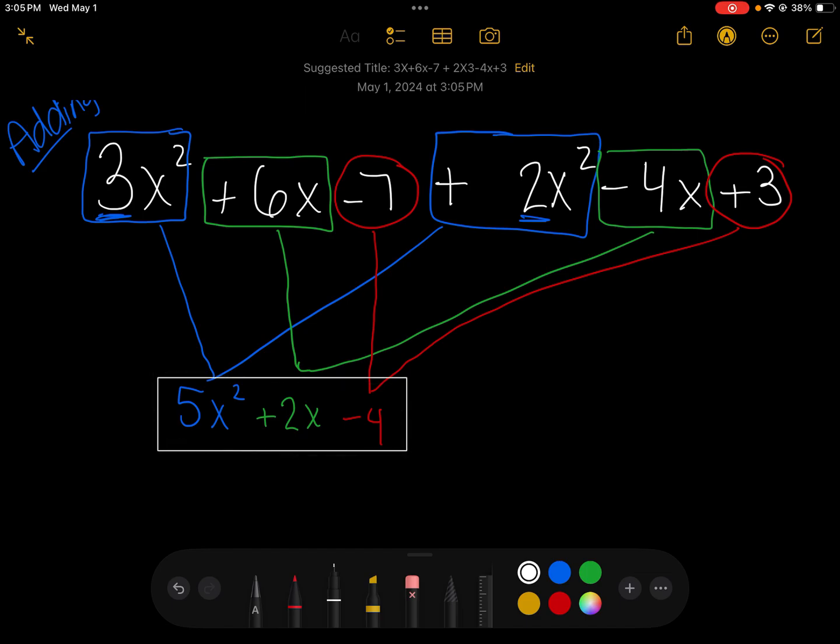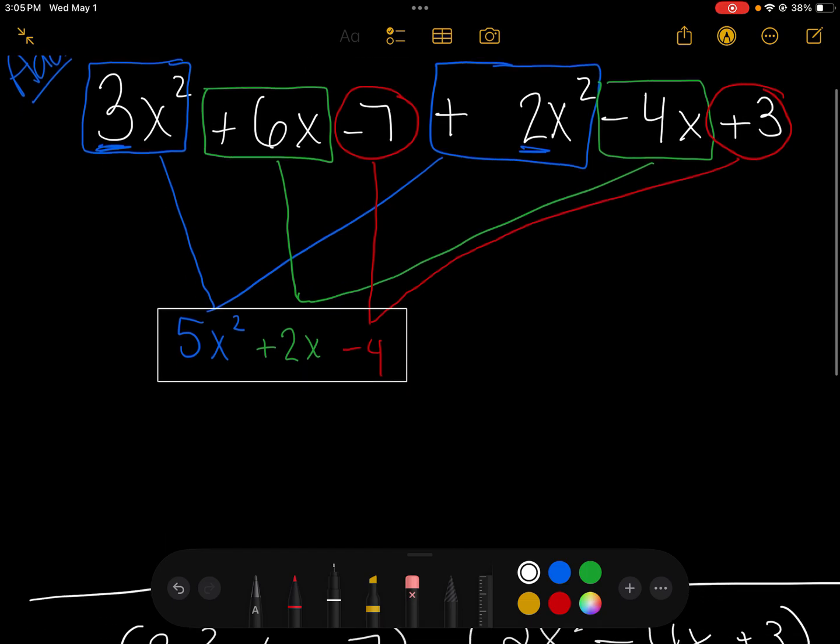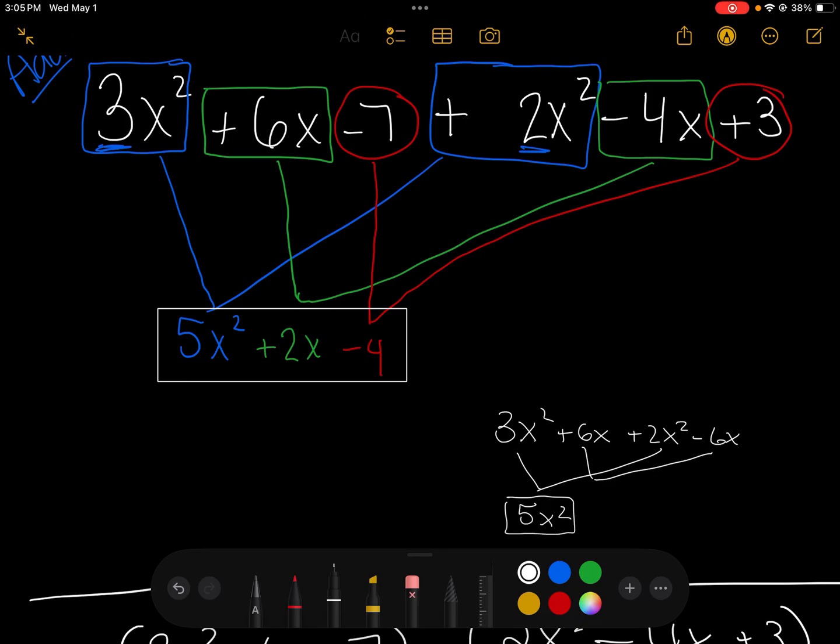If when you combine like terms together, it gave you 0, you would not need to write the 0. You can just leave it off. So for example, if we had something like 3x squared plus 6x plus 2x squared minus 6x, and I combine these front numbers and get 5x squared, and then when I combine these, I got 0, I just have a 5x squared. Okay, you might see that happen.